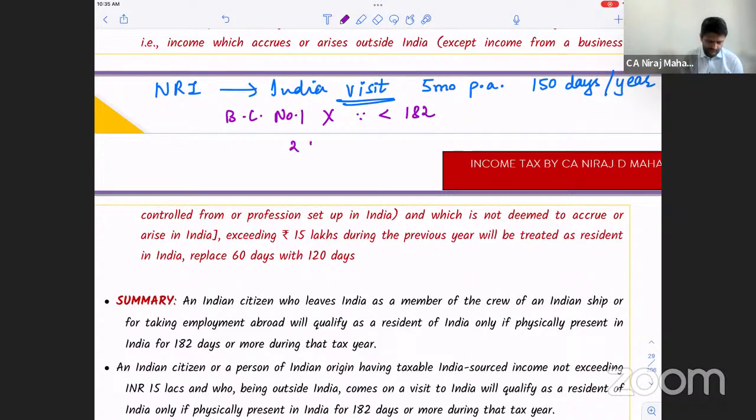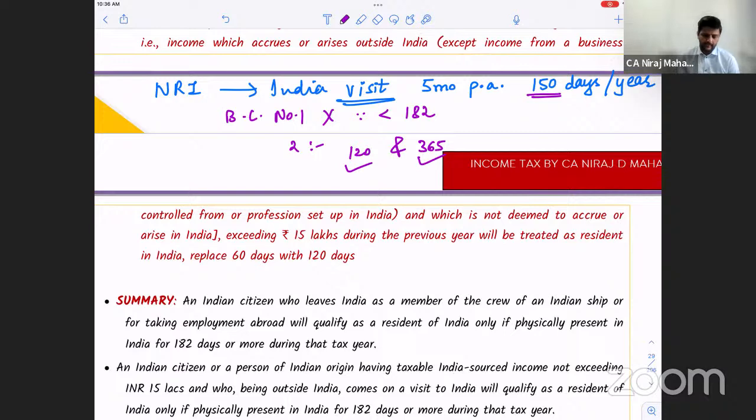Basic condition number 2: 120 days in the current year is satisfied. And 150 into 4 in the last 4 years is 600 days. If a person comes to India every year for 150 days, then over the last 4 years it is 150, 150, 150, 150: 600 days. Is it more than 365? Absolutely yes. Everybody, are you getting my point?